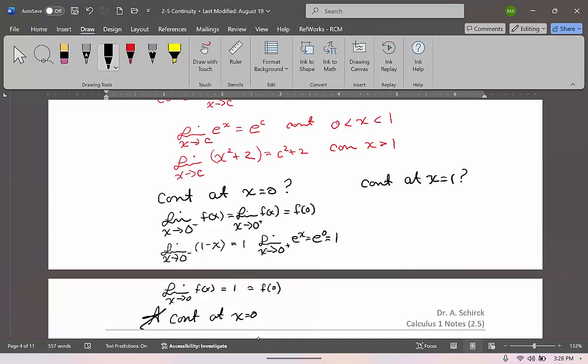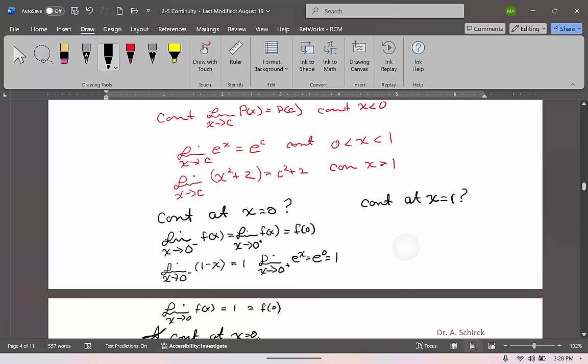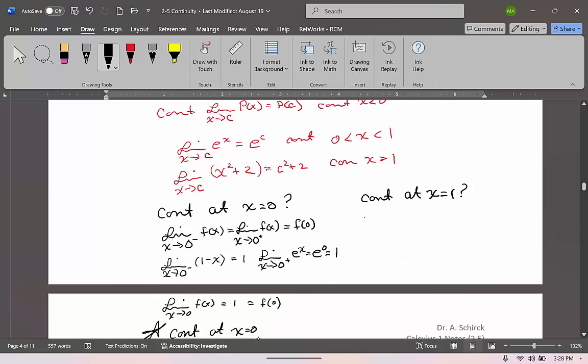And now we have to also check at x equals 1. So we have to do the same thing. We have to look at the limit as x approaches 1 from the left and see if it equals the limit as x approaches 1 from the right, and see if that equals f of 1. Okay? So the limit as x approaches 1 from the left of f of x.